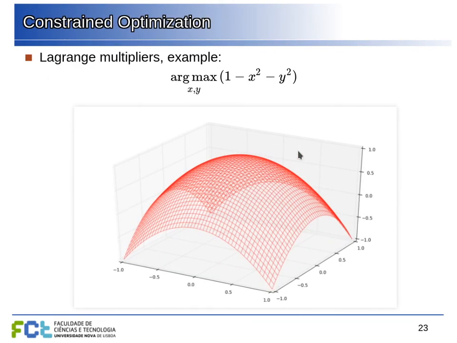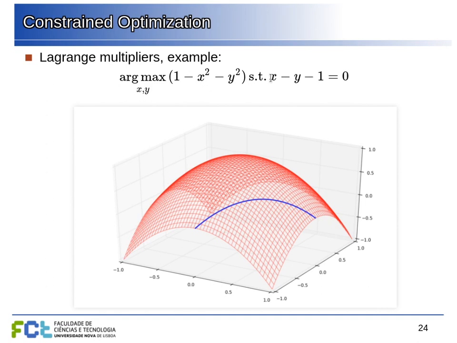So let's consider this very simple example. We want to find the maximum of this surface here, which is 1 minus x squared minus y squared. So this would be this parabolic surface here, and we want to find the point where this surface has a maximum, but subject to this constraint: x minus y minus 1 is 0, or x minus y equals 1. It means this line here on the diagonal, if we have x and y here on the coordinates. So we want the maximum of this surface along this line here, so that would be the maximum here of this curve.